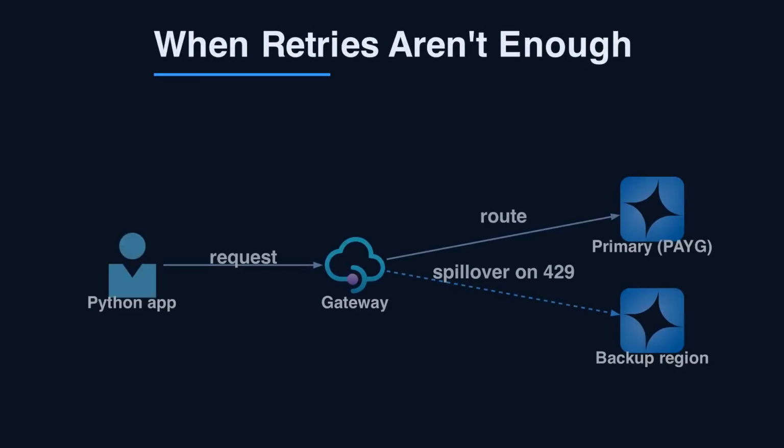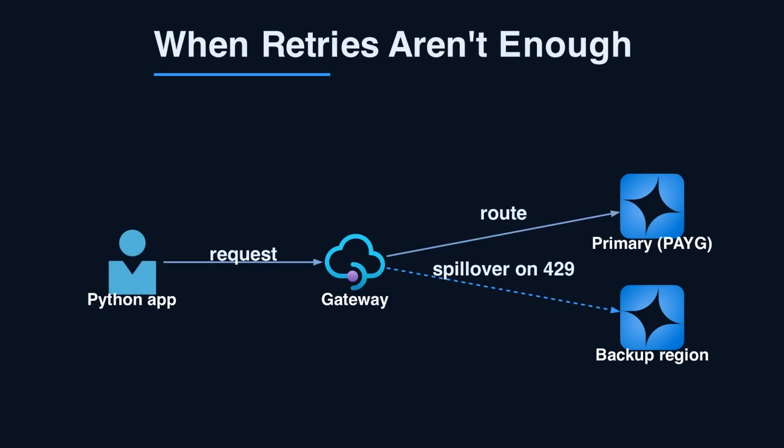If you're hitting 429s constantly, retries are a band-aid, not a fix. At that point, you have architectural options. First, request a quota increase or move to provisioned throughput units, PTU, for predictable capacity. Second, spread load across multiple deployments in different regions and route between them. A common pattern puts Azure API Management in front, using its load balancing and spillover policy to fail over from a throttled pay-as-you-go deployment to a backup. Now your client retry logic handles blips, and the gateway handles capacity.